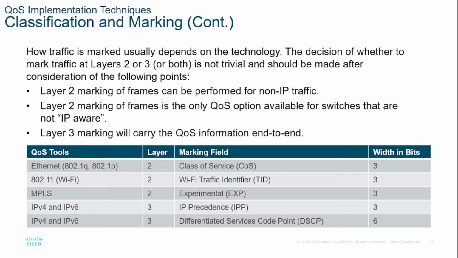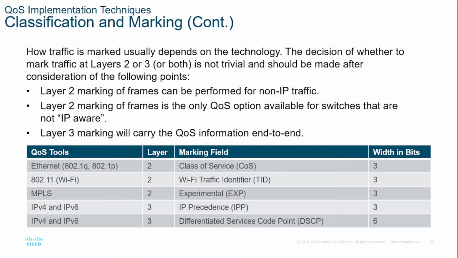Marking field is a class of service or COS. Width in bits is 3. 802.11 for Wi-Fi. This is in layer 2. Wi-Fi traffic identifier or TID. And the bytes is 3, or bits is 3. And for MPLS, layer 2, experimental for marking field, and width in bits is 3 also.